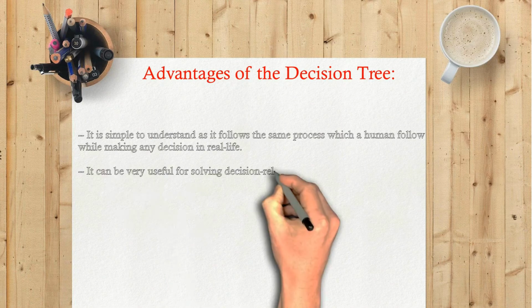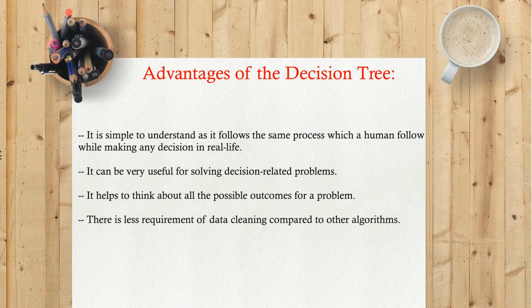Advantages of the decision tree. It is simple to understand, as it follows the same process which a human follows while making any decision in real life. It can be very useful for solving decision-related problems. It helps to think about all the possible outcomes for a problem. There is less requirement of data cleaning compared to other algorithms.